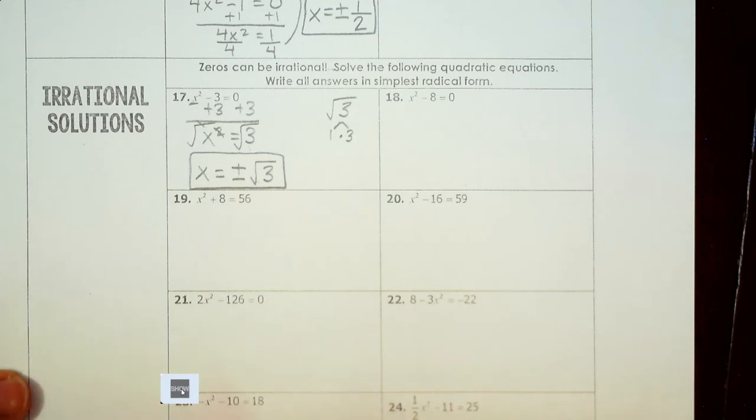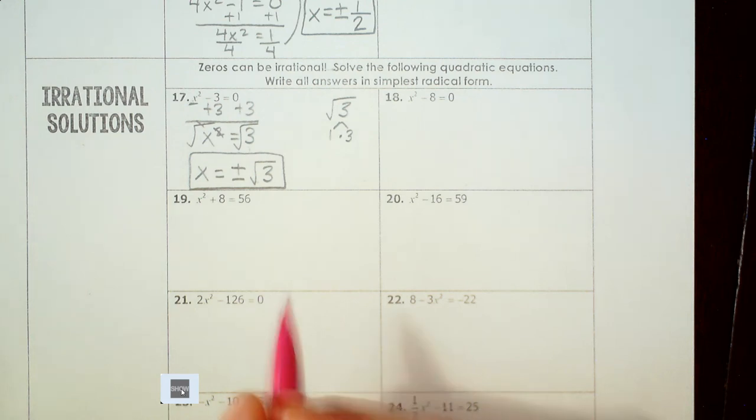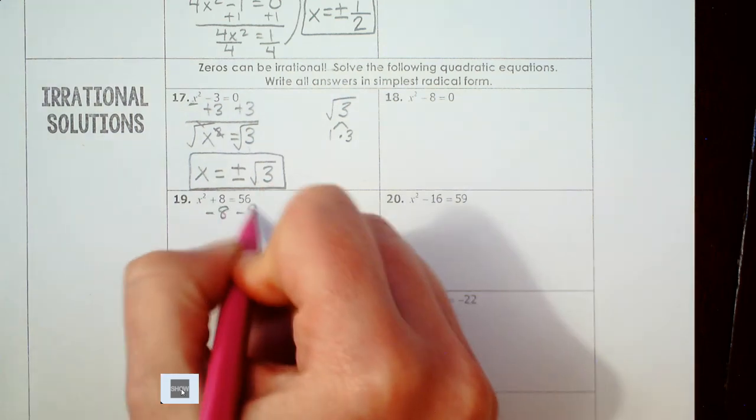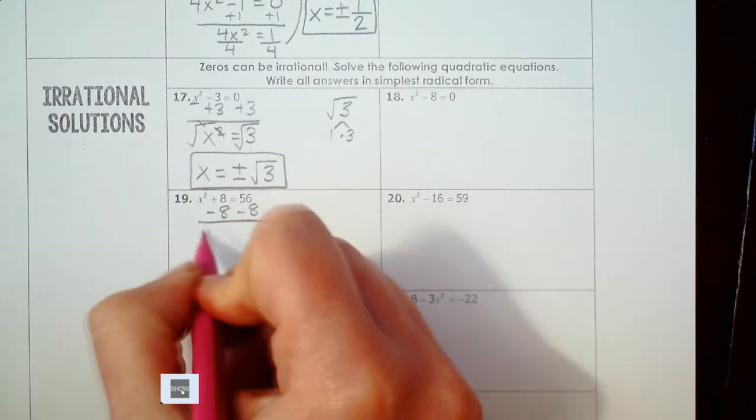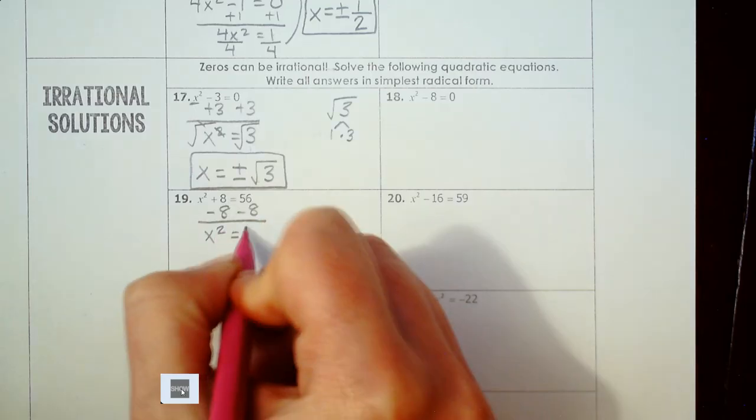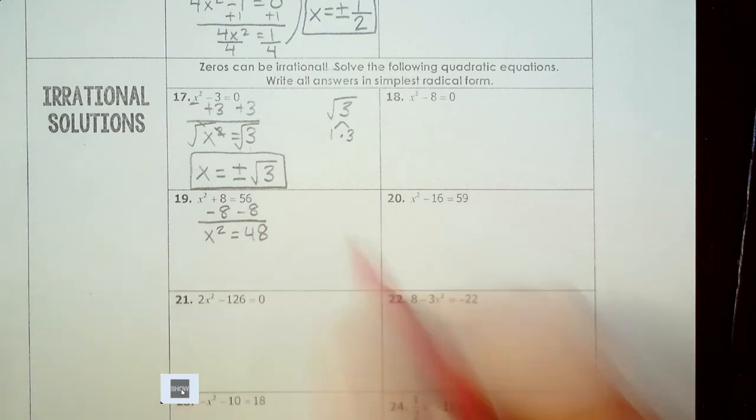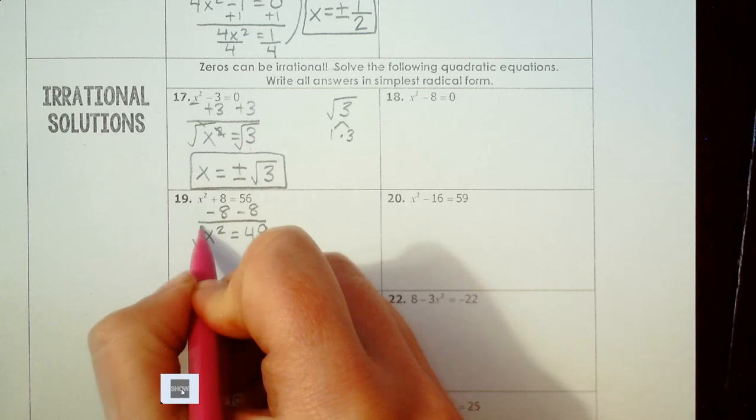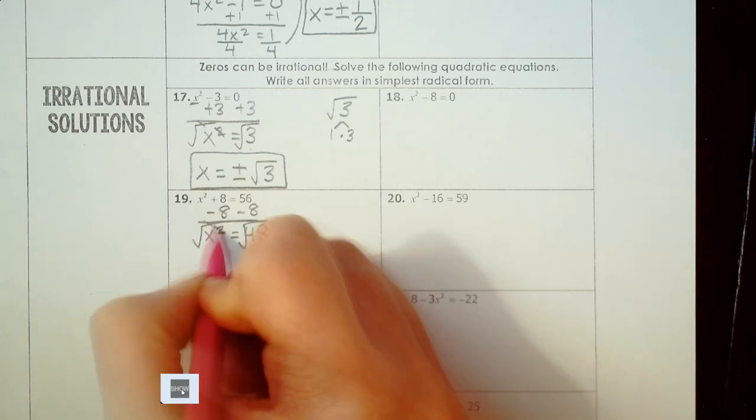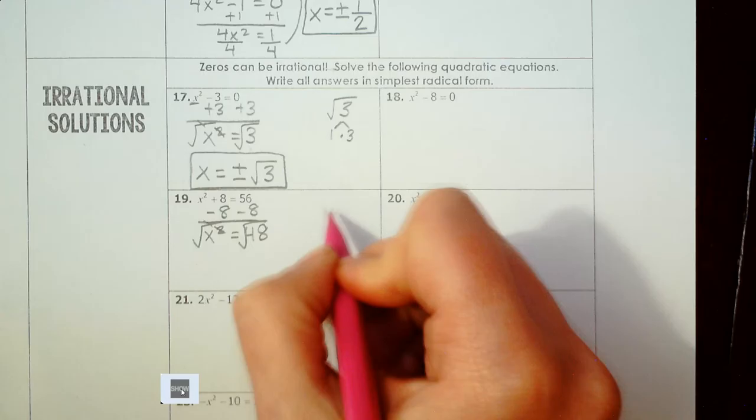All right, let's do another one. So number 19. First step would be to subtract 8 on both sides. So now we have x squared equals 48. I have the x squared by itself. To get rid of the square, I'm going to square root.